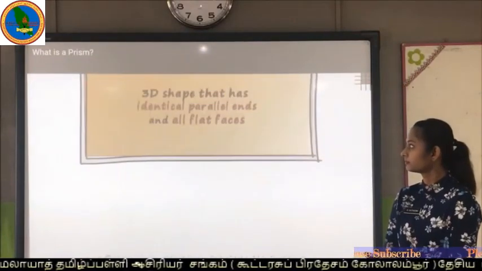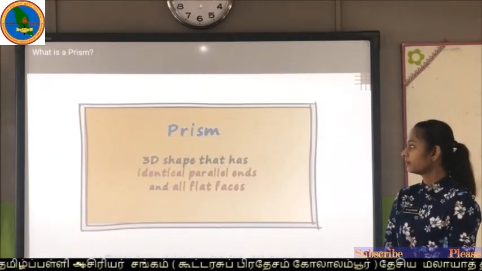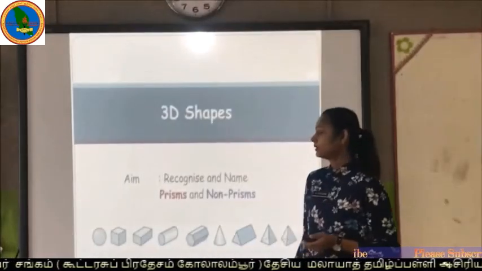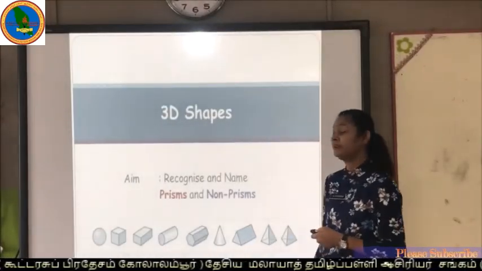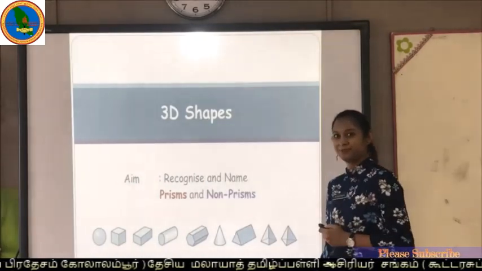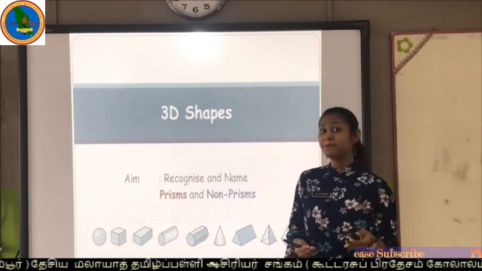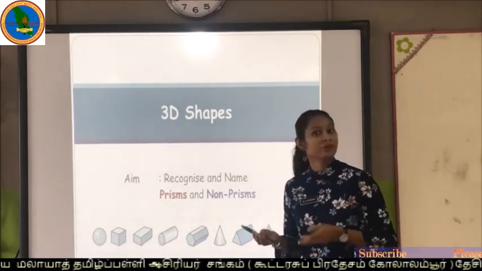Prism: a 3D shape that has identical, parallel ends and all flat faces. Come on children, let's recognize and name the prisms and non-prisms. In this part, we are going to identify which shape is a prism and which is not.